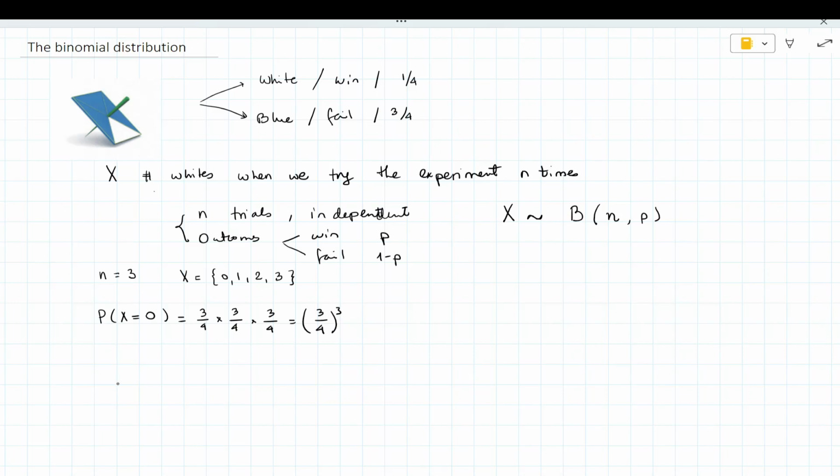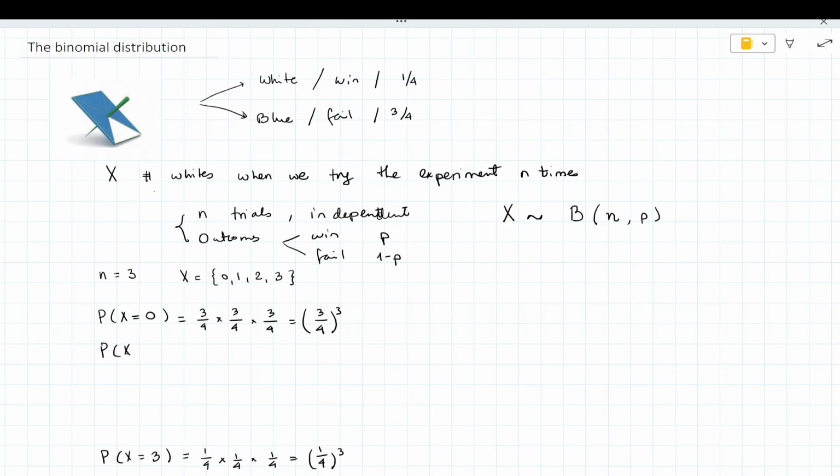Very similarly, we can look at what will be the probability of x being equal to 3. That will mean that each time we get a white, and we get a white with probability 1/4, so it will be 1/4 times 1/4 times 1/4, and this is 1/4 to the power of 3.